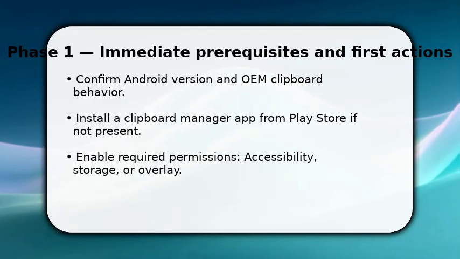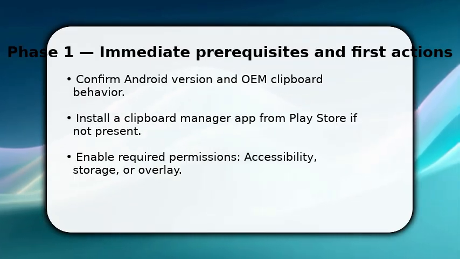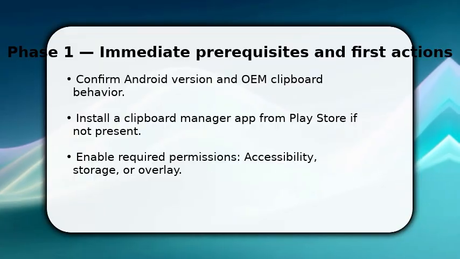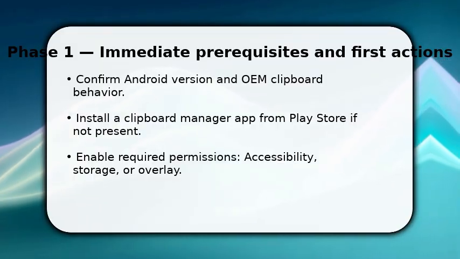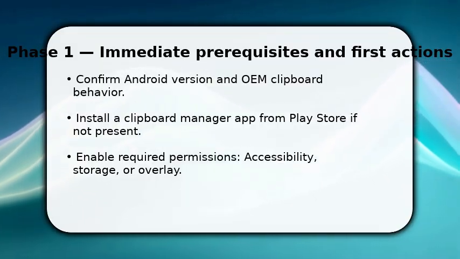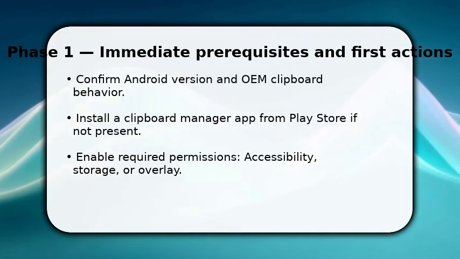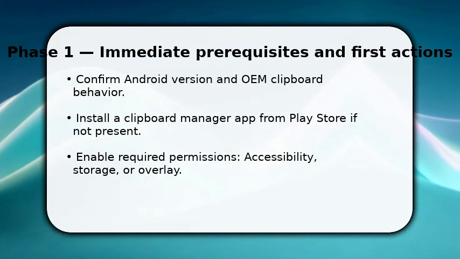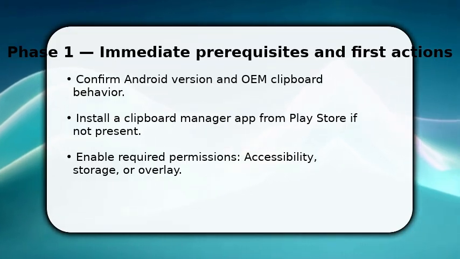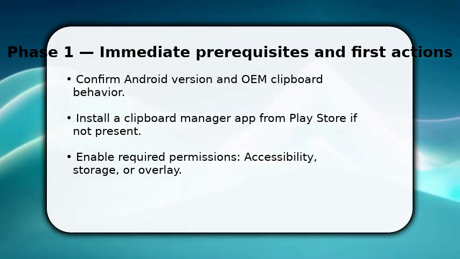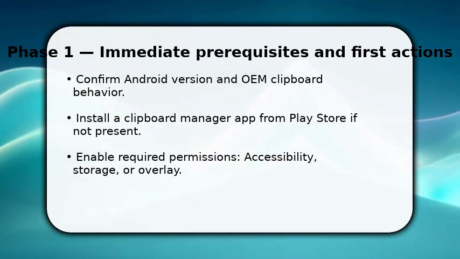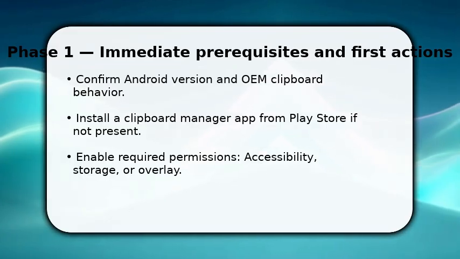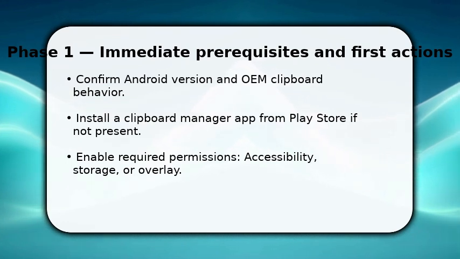You start by checking prerequisites, confirm your Android version, and whether the default Clipboard keeps history. Once done, install a trusted Clipboard Manager app from Google Play. Make sure to grant accessibility and storage permissions when prompted, because those allow the app to capture Clipboard entries in real time. You should also enable overlay permission if the manager uses a floating widget. Follow on screen prompts exactly. This prepares the app to record future copies.